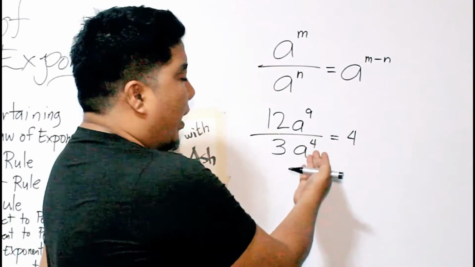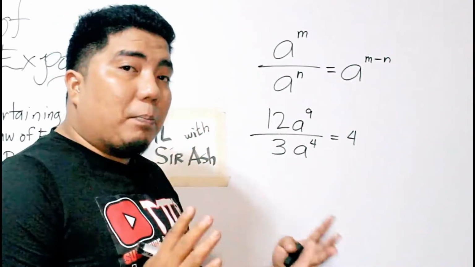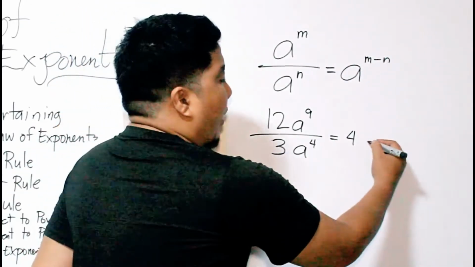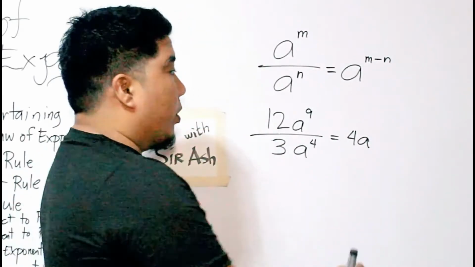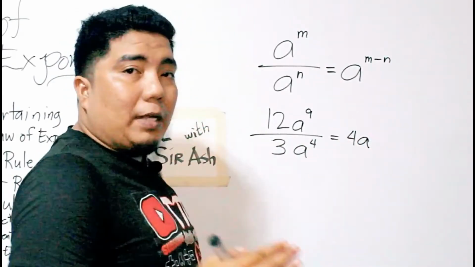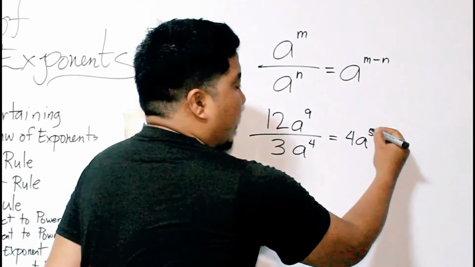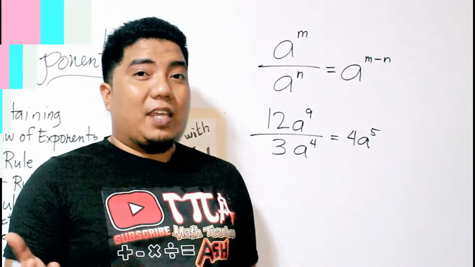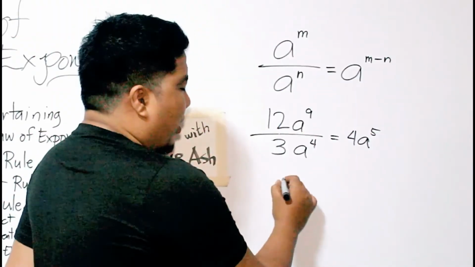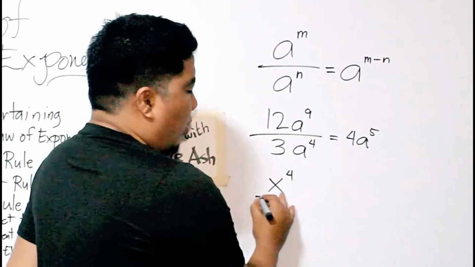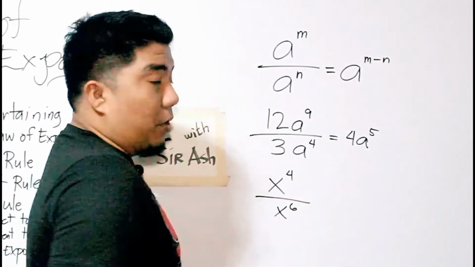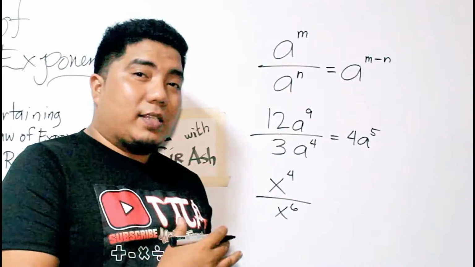A to the 9 and a to the 4 here have the same base, which is a. You will just copy a and then subtract the exponents, 9 and 4. So 9 minus 4 is positive 5. Easy, right? Let's consider this scenario: x to the 4th power over x to the 6th power. How do you simplify this?